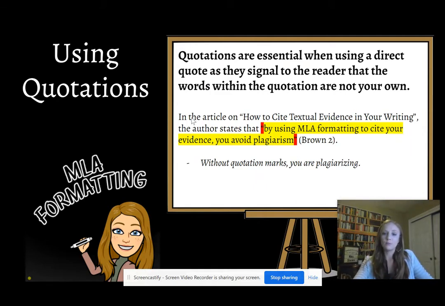So as you can see, we still have the lead-in. In red, I have a beginning quote and an end quote, and highlighted in yellow is the quotation, the words that are not my own. Without quotation marks, you are plagiarizing. So you do have to put the evidence that you are pulling directly from the text in quotation marks, with a lead-in and a citation.